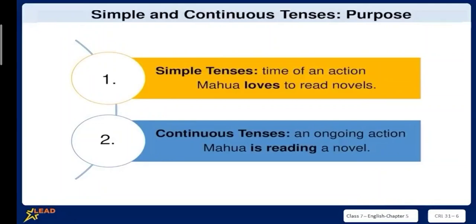Simple tenses, past, present, and future, are used to show the time of an action. For example, the verb loves in the sentence Mahua loves to read novels is in the simple present tense. It shows that Mahua still loves to read novels in the present. Similarly, continuous tenses are used to show an ongoing action. For example, the verb is reading in the sentence Mahua is reading a novel shows that the action of reading a novel is happening now.